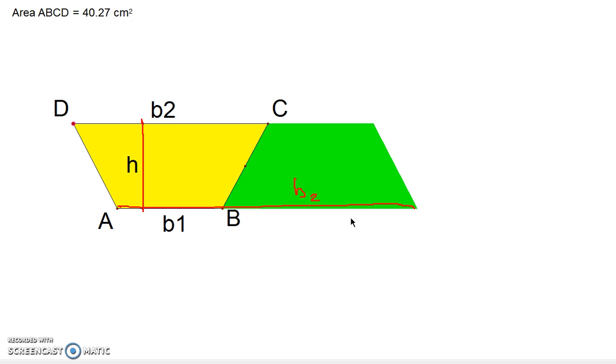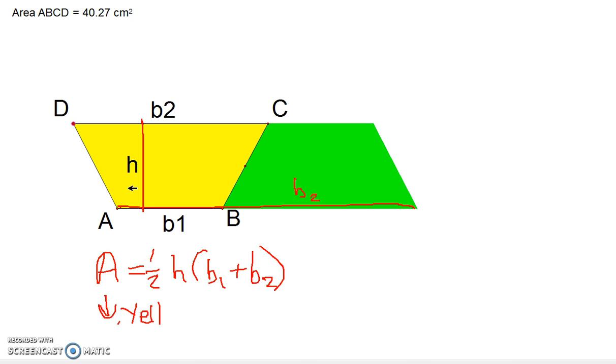So for this entire shape, the whole base would be b sub 1 plus b sub 2, and then we have to multiply by the height, and I'm going to put it up here just so it matches. Now that's the formula for everything, but I just want to know the yellow part here, the original trapezoid. These are two equal things, I just want half of it, so I put a 1/2 in front, and now this represents the area just in yellow. So that's where our formula comes from.